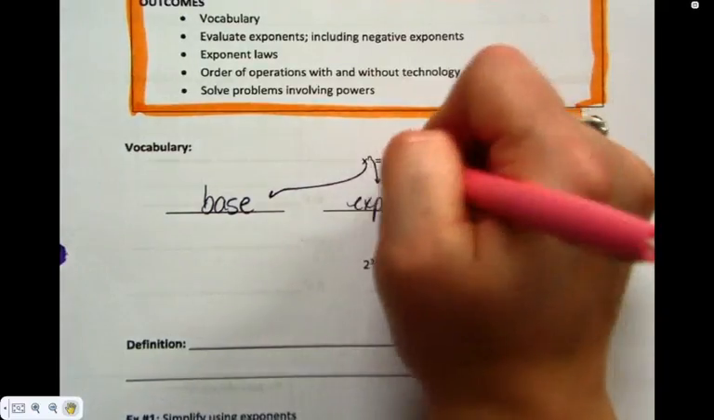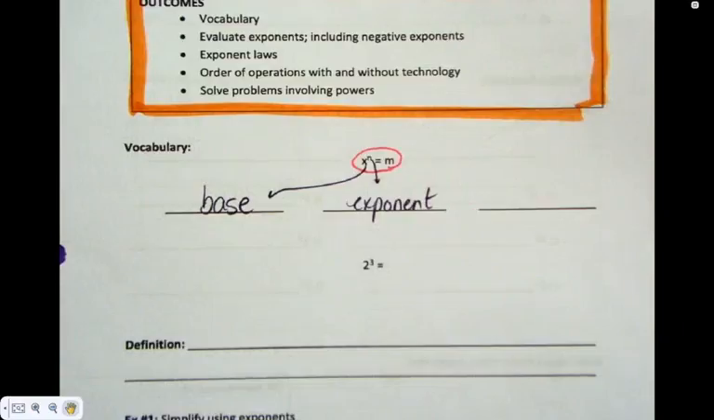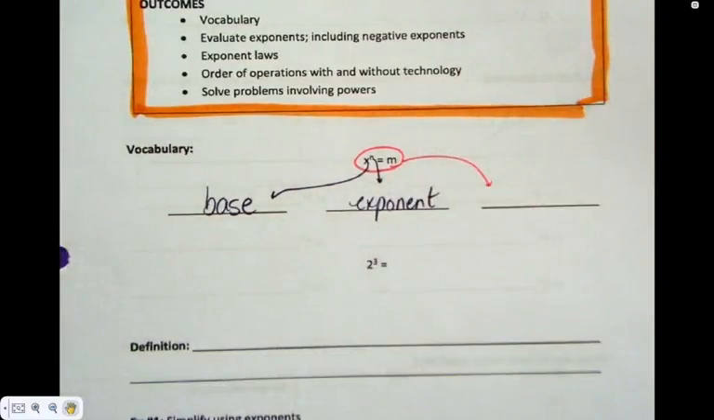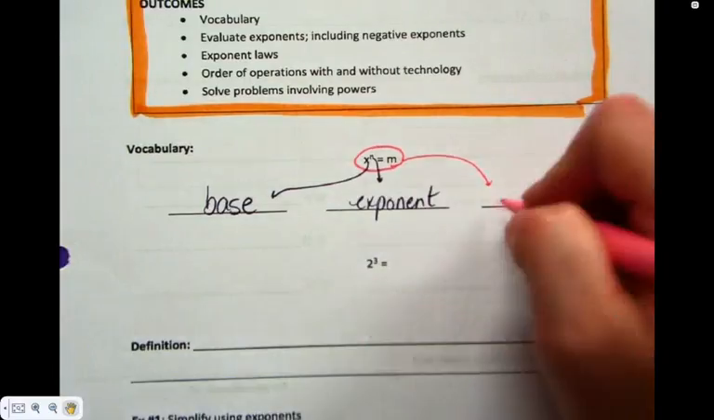And then when we take the whole thing together, the base and the exponent and the answer on the other side, anyone know what that is called? What's the name of the unit? It's called the power.